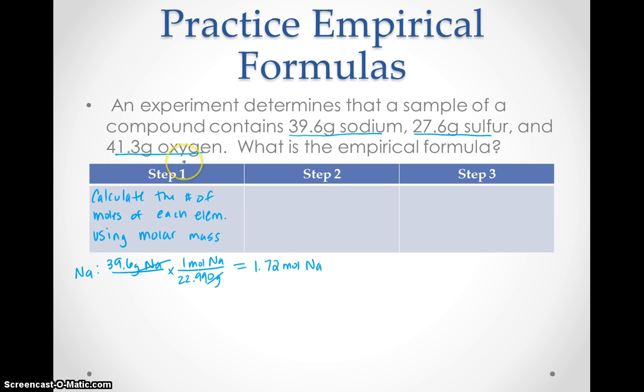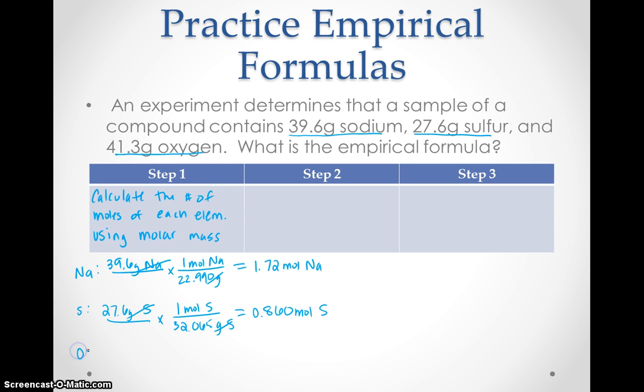I'm going to do the exact same process with my sulfur and my oxygen. From the problem, I know I've got 27.6 grams of sulfur. I look on my periodic table to see that 1 mole of sulfur is 32.065 grams. Again, my grams go on the bottom, so they cancel. I have 3 sig figs in my starting number again, so I need 3 sig figs in my answer. So when you do this in your calculator, you'll see that it's 0.860 moles of sulfur.